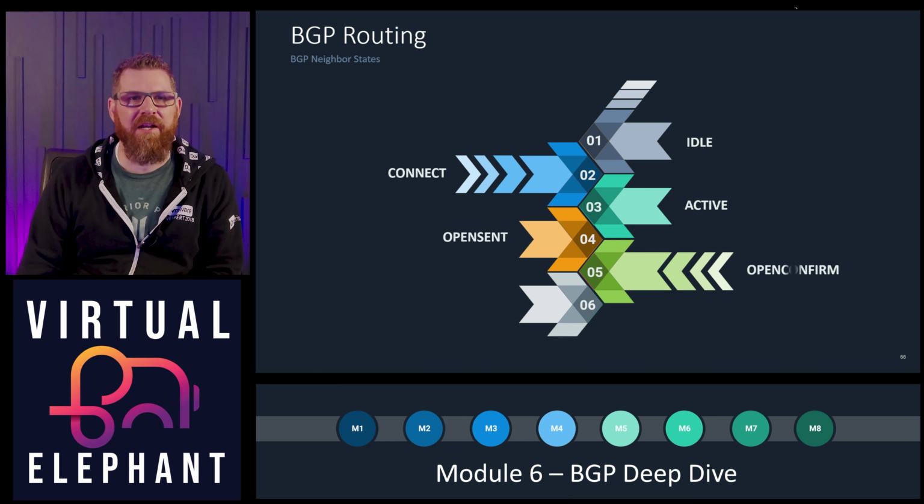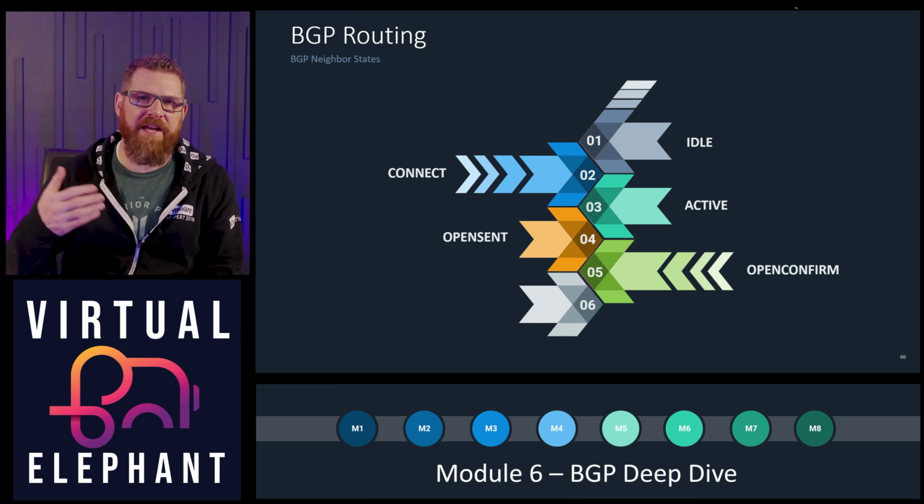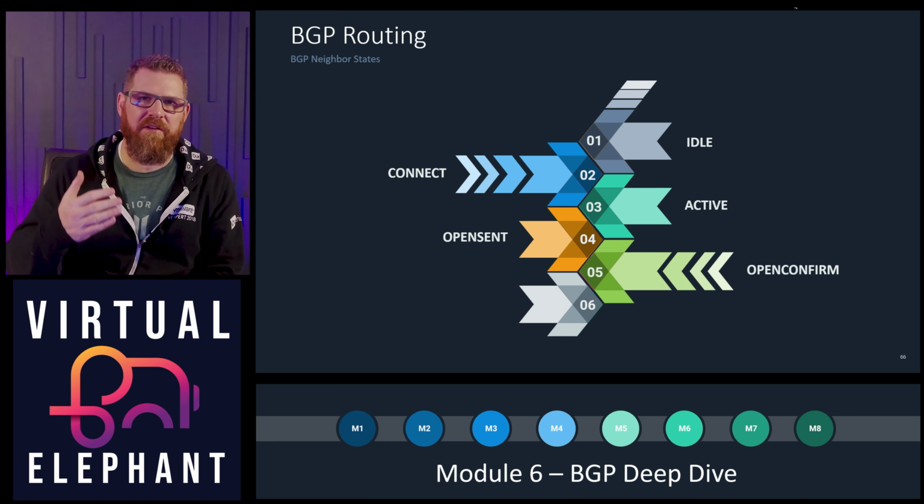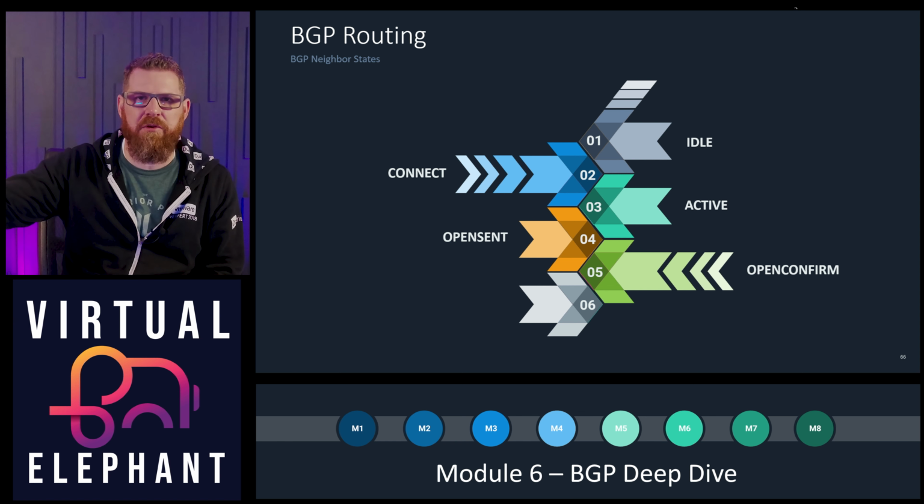Once that's done, we have the open confirm state. So once we've sent that open message, the BGP router enters into this open confirm state, where it's expecting to receive an open message from the neighbor that it's communicating with, acknowledging the capabilities that the two have.